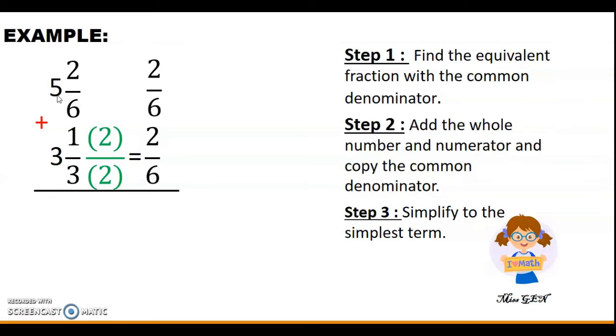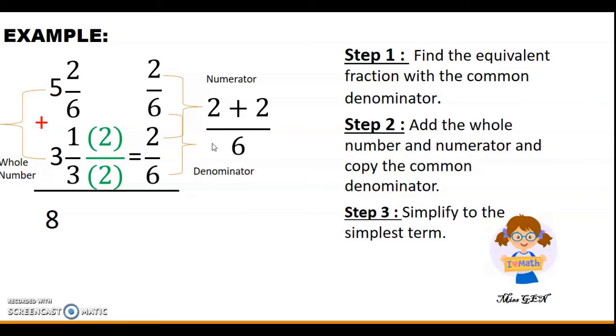Step number 2, add the whole numbers and the numerators and copy the common denominator. So our whole numbers here are 5 and 3. So 5 plus 3 is 8. And our numerator, which is 2 plus 2, and our common denominator is 6. So 2 plus 2 is equal to 4, and our common denominator is 6. So 8 plus 4 over 6.